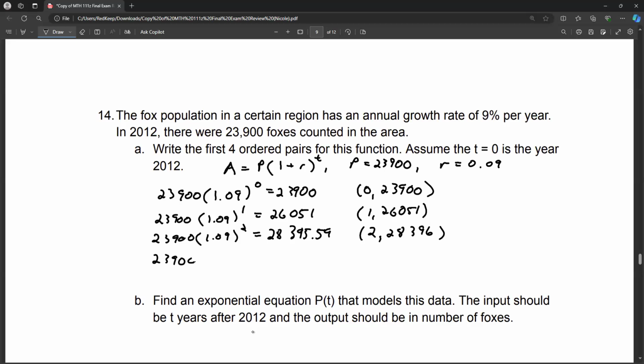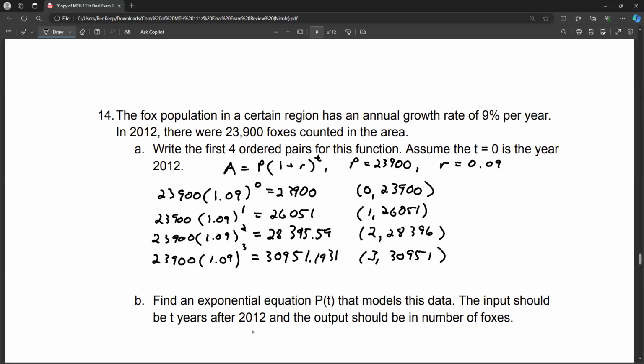Finally, for our last ordered pair, let's go ahead and plug in the year 3. Your calculator, again, is going to give you a decimal value. I'll write out what I've gotten, which might be slightly different than your result. The final ordered pair will be 3, comma, and I'm going to round that number to the nearest whole fox.